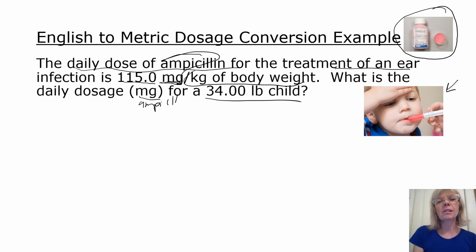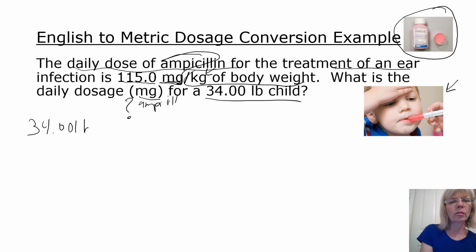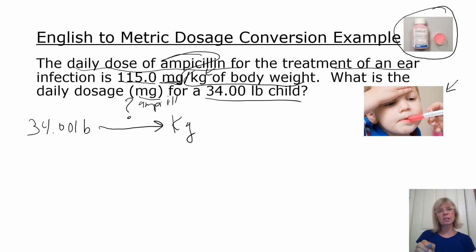So in this case, what you're trying to find is milligrams of ampicillin. And you're given the mass of the child in pounds. So we want the final answer to be in the metric system. So let's go ahead and convert the child's mass in pounds to the child's mass in kilograms, which is what the dosage is for. So we're going to take 34 pounds, which is what our child weighs, and convert that to kilograms. And so we need to look at a table to see how many pounds is equivalent to a kilogram.